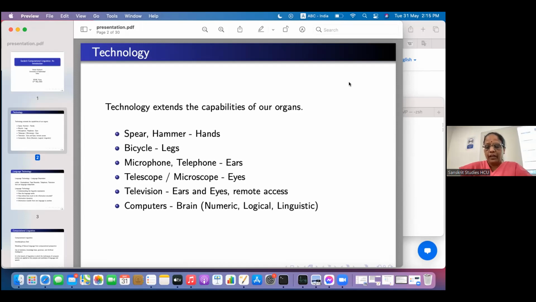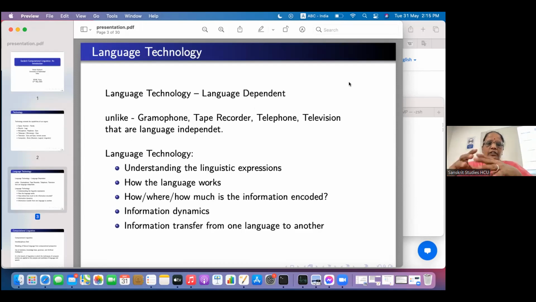linguistic capabilities. As all of us know, human beings are special in the sense that they are the only living organisms who have these linguistic capabilities. And computers are now extending these capabilities. Now, see, this whole technology has led to, when the language is involved, a new technology, language technology, which emerged when computers came into life. So this language technology is language dependent.